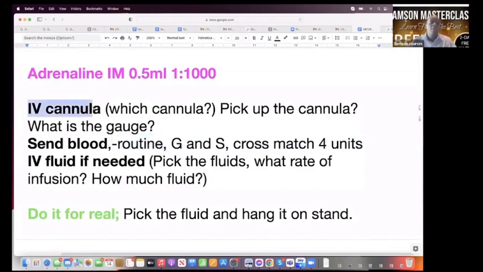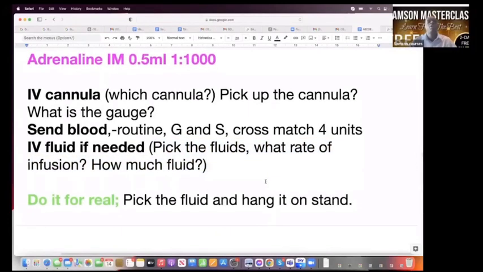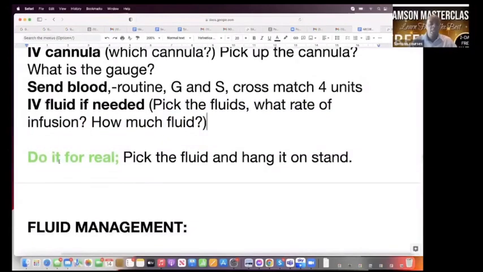So put an IV line, send the bloods, give IV fluids if needed. You see, if needed. We do not always give IV fluids. Again, we do it for real. Give IV fluids. You need to pick up the fluids you need, and the examiner may ask you how much fluid will you give and at what rate? So we need to know what fluid and how much. Go pick it up from where? Emergency trolley, and hang it on the stand. Let's do it for real. Pick up the fluid and hang it on a stand. That is our task.